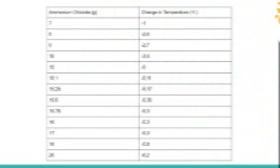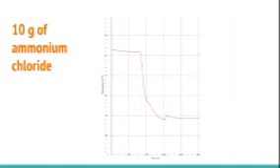This is a table showing the temperature change for the amount of ammonium chloride used. As more ammonium chloride was added, the final temperature decreased. This is a temperature graph when 10 grams of ammonium chloride was added. As you can see, the temperature decreased by 3.4 degrees Celsius by the end of the 5-minute period.